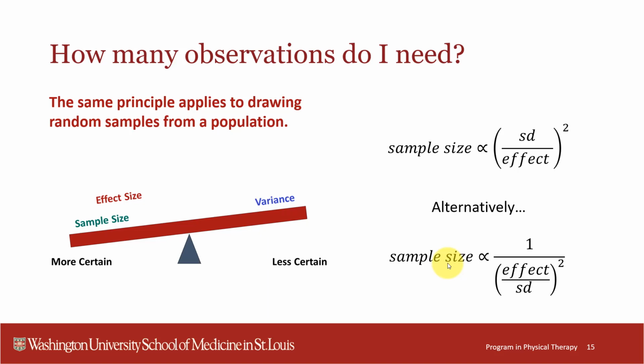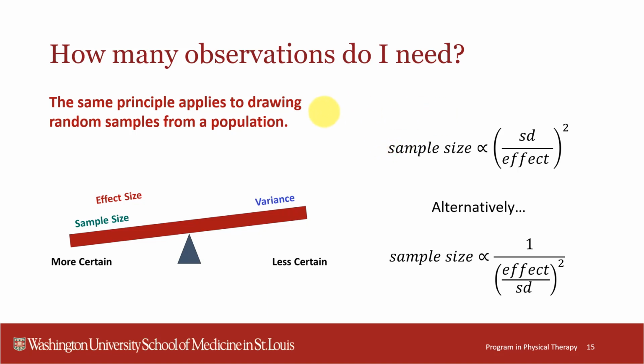Alternatively, you could write this as the sample size is inversely proportional to the effect over the standard deviation. And you might be a little more familiar with looking at it this way if you've calculated something like a Cohen's d, because there you're taking the mean difference and dividing it by the pooled standard deviation. Either way, it's mathematically identical, right? But I like writing it this way because I think it makes it clear that if your variance gets larger, you're going to need bigger samples. And if your effect gets smaller, you're going to need bigger samples. So writing the proportionality this way, I think, makes a lot of sense.